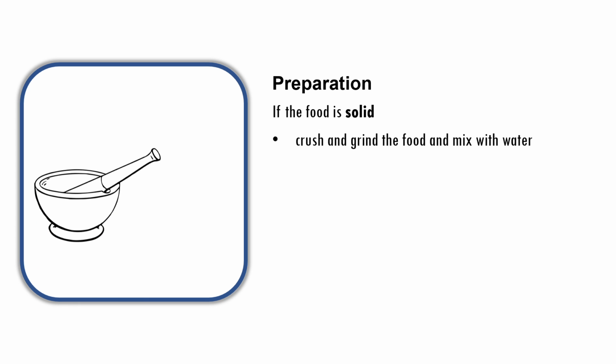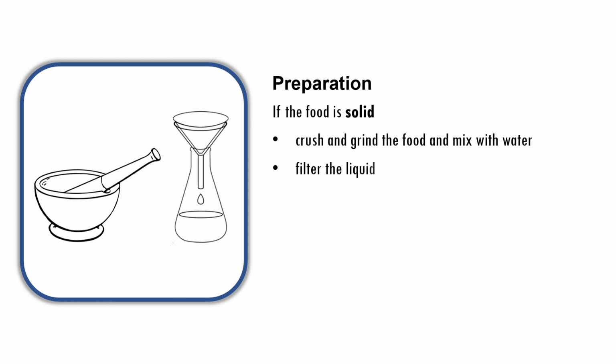Then, mix the crushed food with a small amount of distilled water and stir it well to make a liquid mixture. If necessary, filter the mixture to remove any large particles. This helps the test reagents react more effectively. If the food is already a liquid, you can use it directly for testing.